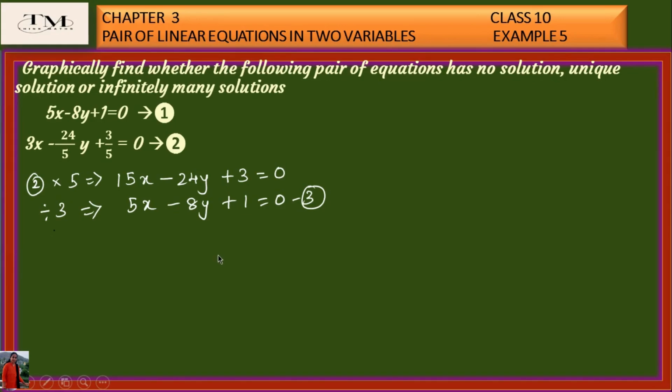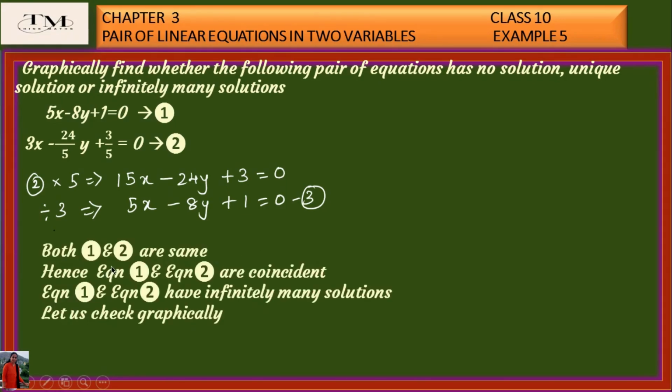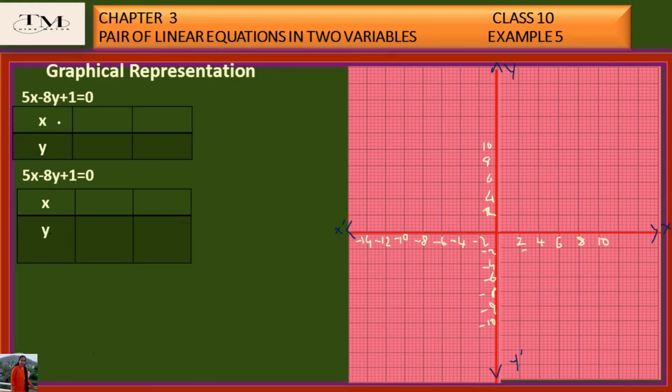Okay, so let us check this graphically. Both 1 and 2 are same, so equations 1 and 2 are coincident. So we will get coincident lines. If we get coincident lines, we will have infinitely many solutions. So let me check graphically whether this is true. I took the tables here. Both the equations are same. So let us take different values of x and plot and check whether we have coincident lines.